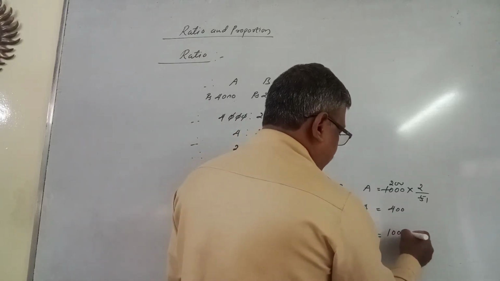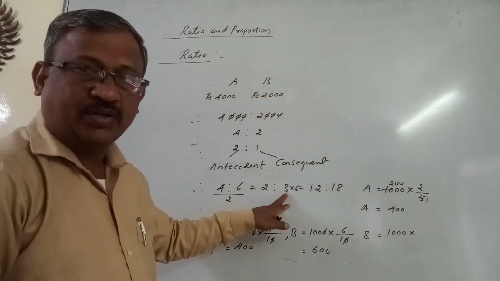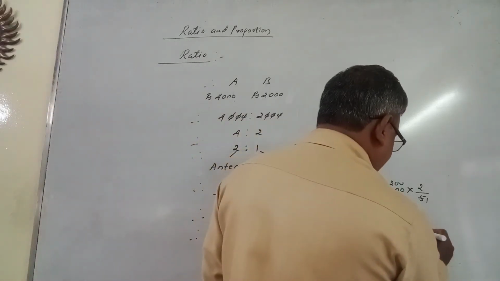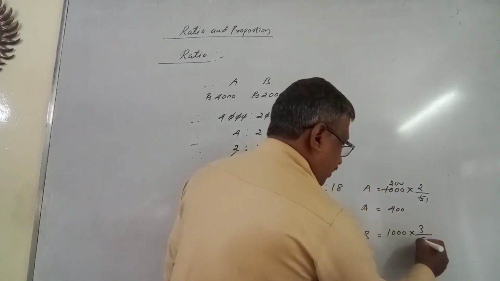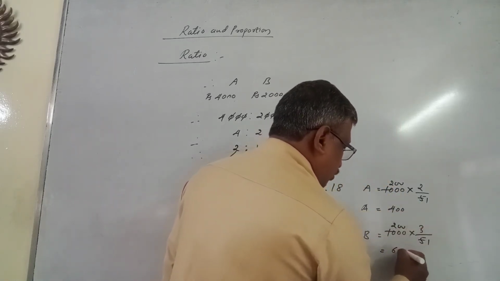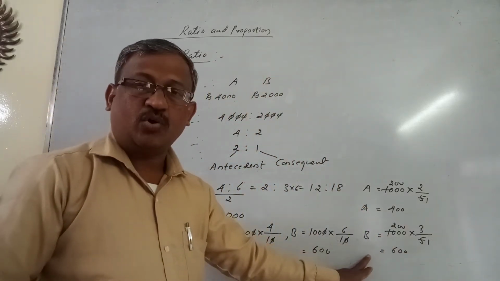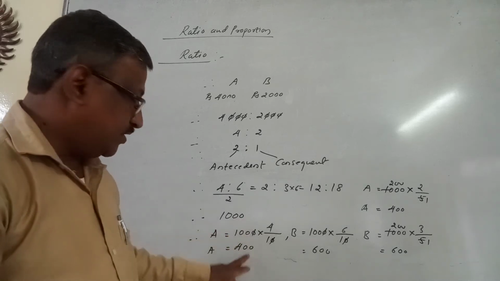Take the profit, it is 1000, multiplied by B's share. How much is it here? It is 3 times. This is multiplied by what? It is 3 divided by 5, or 5 ones are 5, 5 twos are 10. So 200 into 3 comes to how much? It is 600 rupees.